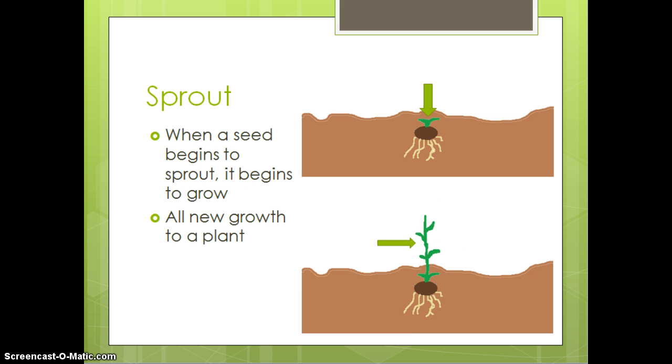Our next term is sprout. A sprout is when the seed begins to grow, and it's all new growth to a plant. The top picture shows where the seed is still sprouting underground, and the bottom picture shows where the seed is sprouting above the ground. We felt that it was important that students understand that sprouting continues to occur until the plant is fully grown.